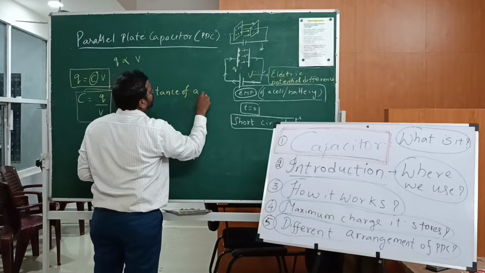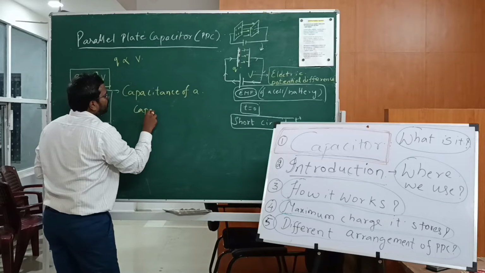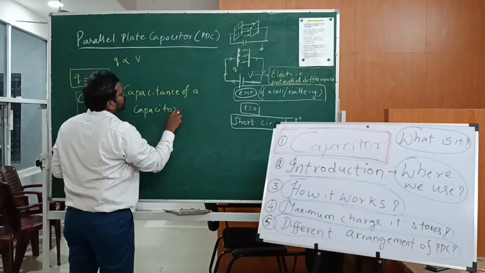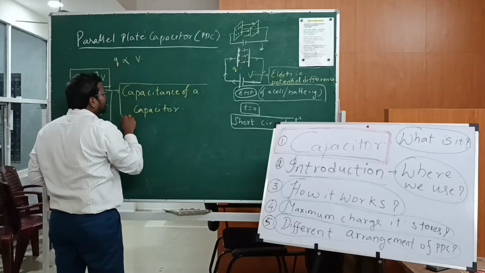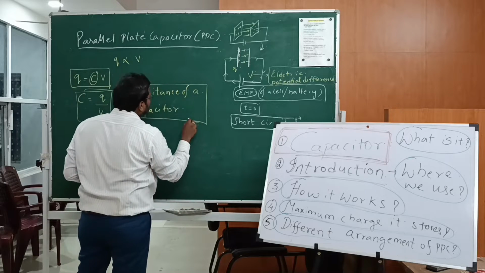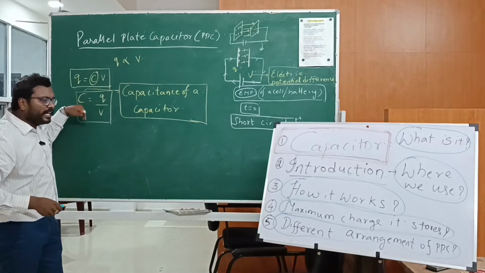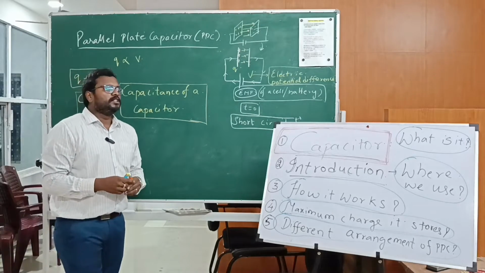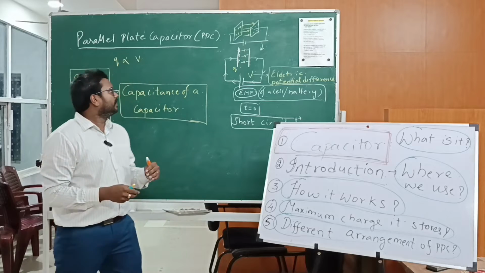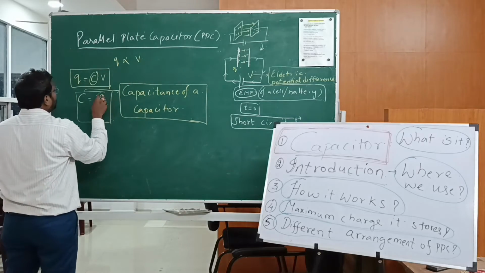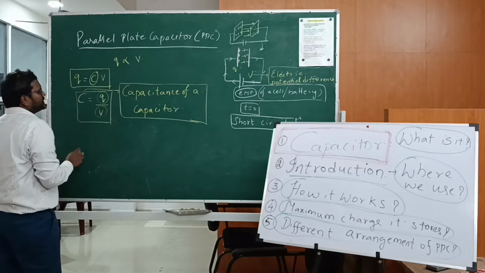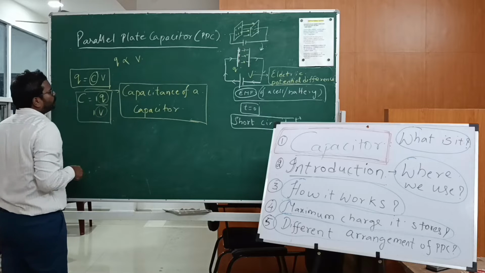Capacitance of a capacitor. So a capacitor is a device. The capacitor stores how much charge for a unit potential given. So here, what is the charge that it can store if a unit potential is given? So 1 volt, 1 coulomb.